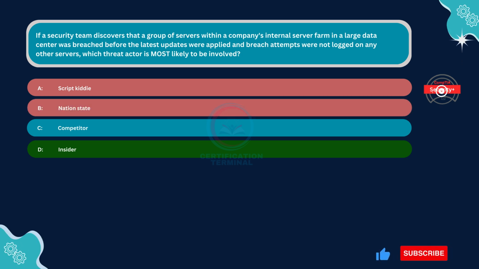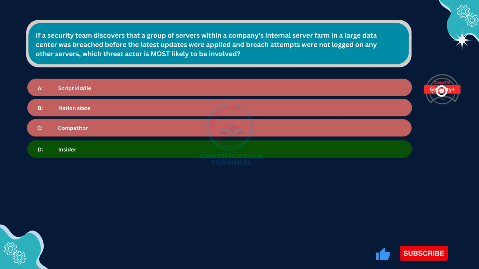Option B, nation-state, is incorrect. Nation-states have significant resources and capabilities to conduct sophisticated cyber attacks, including targeting specific servers within a company's internal network. However, nation-state actors typically have strategic objectives and may target servers for espionage or sabotage purposes. In the scenario described, where only a group of servers within the internal server farm was breached and breach attempts were not logged on any other servers, a nation-state actor might leave traces or conduct more widespread reconnaissance activities.